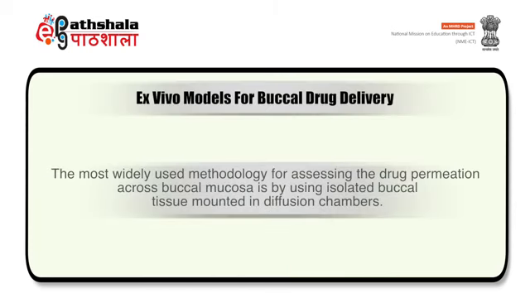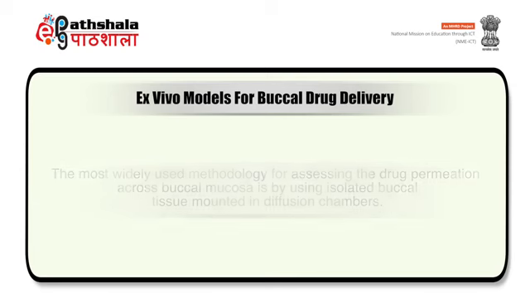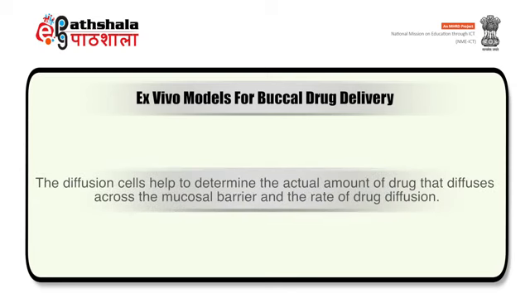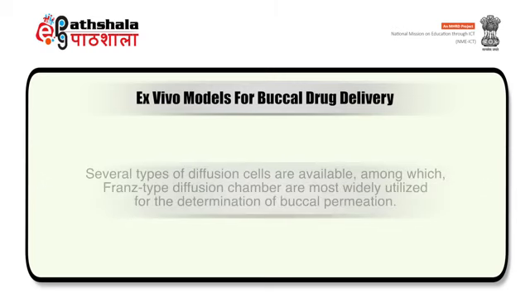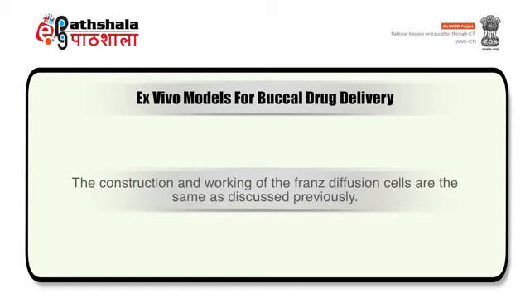The most widely used methodology for assessing drug permeation across buccal mucosa is by using isolated buccal tissue mounted in diffusion chambers. The diffusion cells help to determine the actual amount of drug that diffuses across the mucosal barrier and the rate of drug diffusion. Several types of diffusion cells are available, among which the Franz type diffusion chamber is the most widely utilized for the determination of buccal permeation. The construction and working of the Franz diffusion cells are the same as discussed previously.